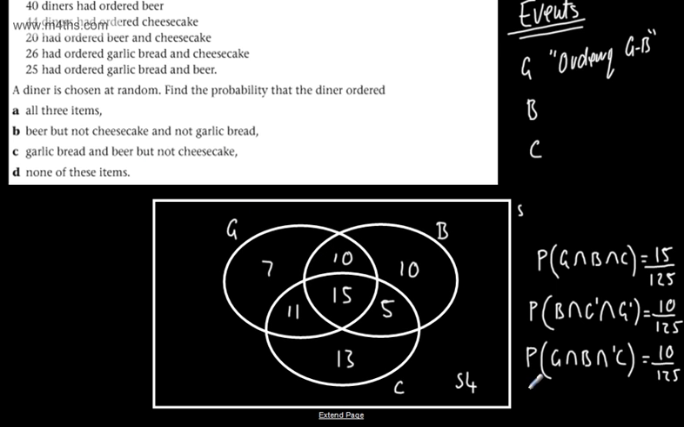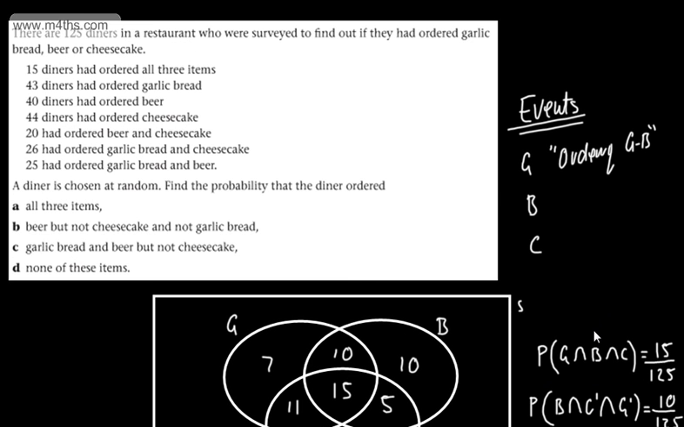None of these items, so the probability now of all of them, so the probability of garlic bread, when we'd have the union with beer and the union with the cheesecake not, we've got 54 out of the 125. Remember, with probabilities, you can either write these as decimals or fractions. I've not simplified some of those, I will leave you to do that.